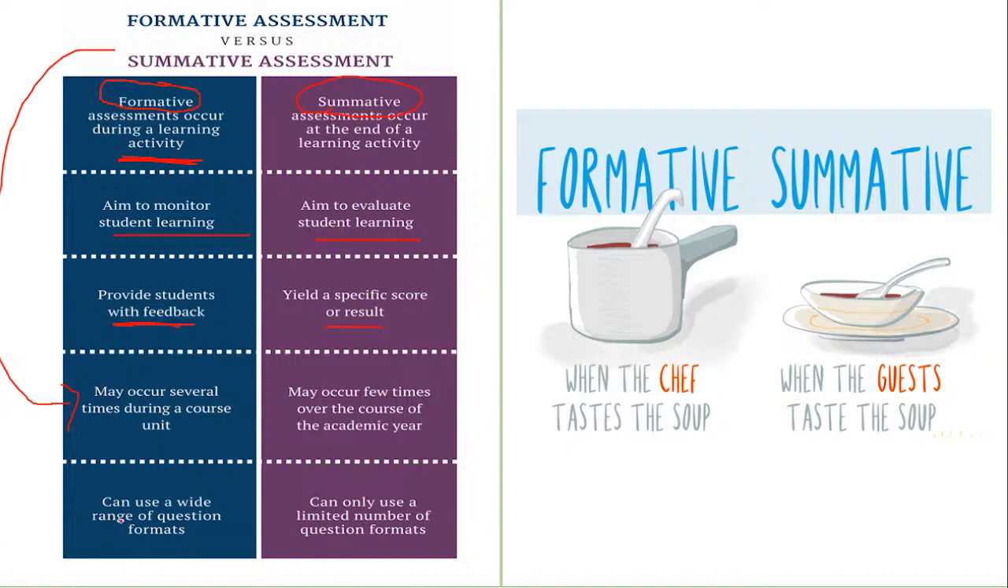Formative assessment can use a wide range of question formats, in any form: puzzle, quiz, MCQs. In summative there is a limited number of question formats, basically subjective. If I give you a live example, when you are making a soup and it is being tested by the chef, it is a formative evaluation, but when it comes in front of the guest, it becomes a summative evaluation. Okay, fine.